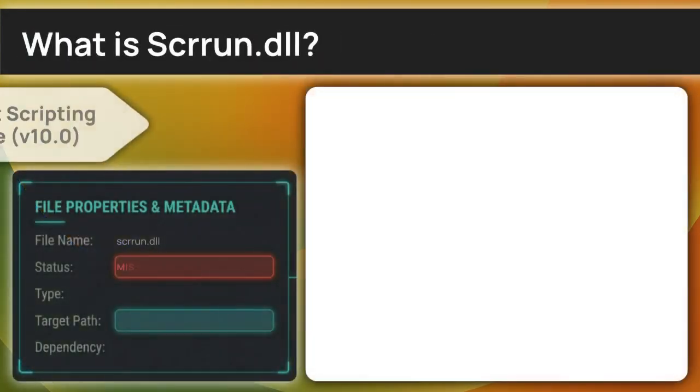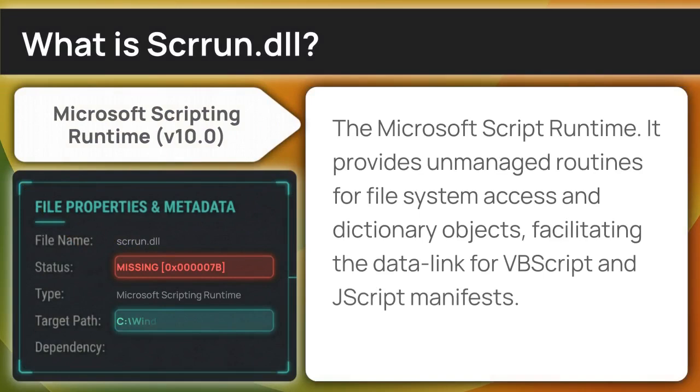This is the Script Runtime, the Microsoft Script Runtime. It provides unmanaged routines for file system access and dictionary objects, facilitating the data link for VBScript and JScript manifests. With the explanation out of the way, let's refresh the affected files.